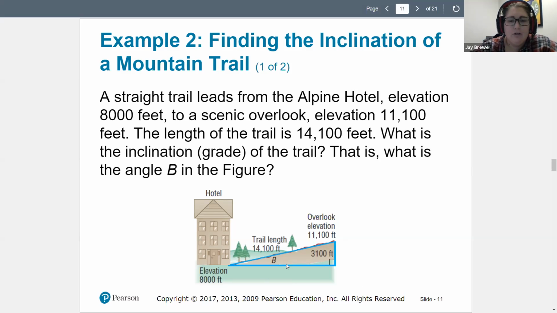And just so you know, in Pearson, they probably will not give you this length of 3,100 feet. They'll give you the 8,000 feet and the 11,100, and you'll have to know how to calculate that height. Okay? Does anyone have any ideas before we switch over to the whiteboard on what your approach would be?